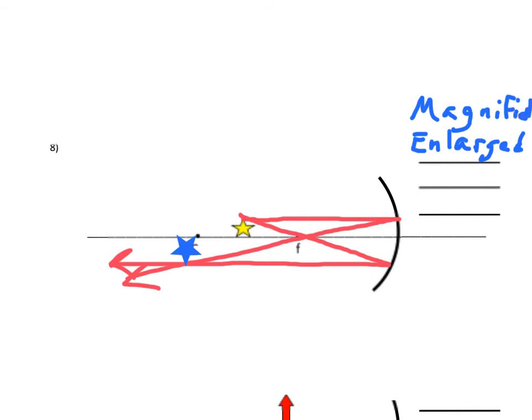Okay, it is inverted, making it a real image. And those are the attributes of that image. This will be true every time the object is located between the center of curvature and the focal point. It will be enlarged.